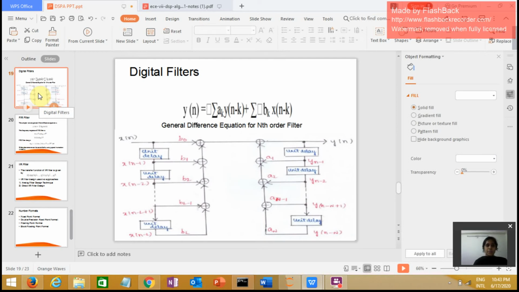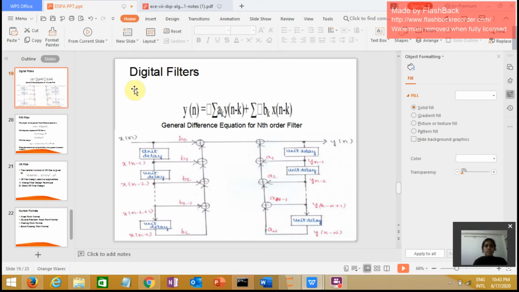Earlier in previous sessions we have discussed all the introductory part of digital signal processing: what signal processing is, the sampling theorem, and different types of discrete time sequences, how the sequence looks, and everything. And today in this class we are going to discuss the digital filters.